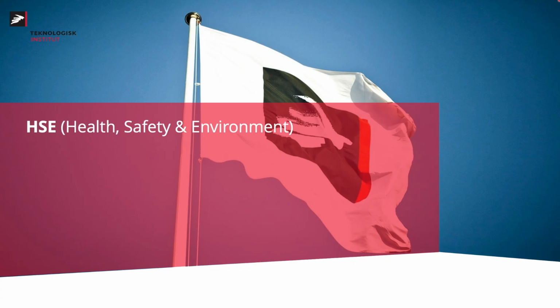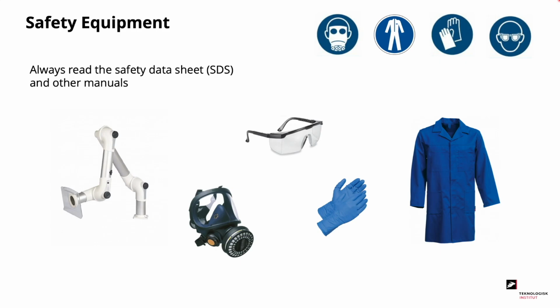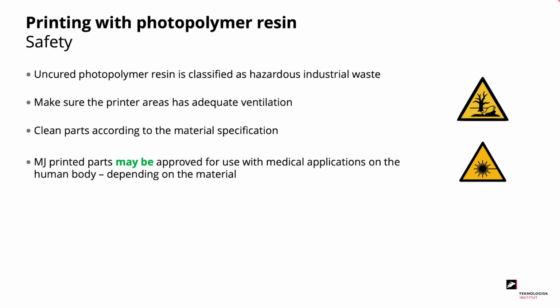Let's look at the safety aspects of material jetting. Before working with material jetting, you should always read the safety data sheet and other manuals before you start. In addition, you should always have the necessary safety equipment, which includes ventilation, a mask, safety glasses, gloves, and the proper work clothes. When printing with photopolymer resin, you should be aware that uncured resin is classified as hazardous industrial waste. You should also make sure that the printer area has adequate ventilation, and you should clean parts according to the material specification. Note that material jetting printed parts can be approved for use with medical application on the human body, but it depends on the material that you use.